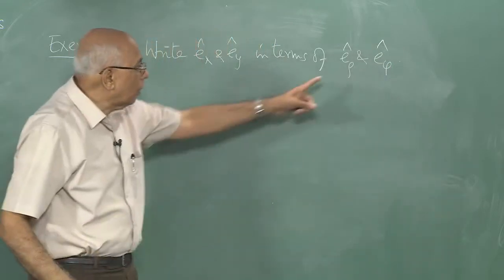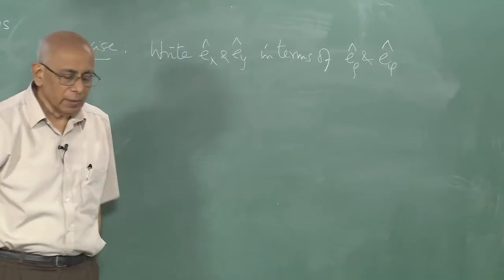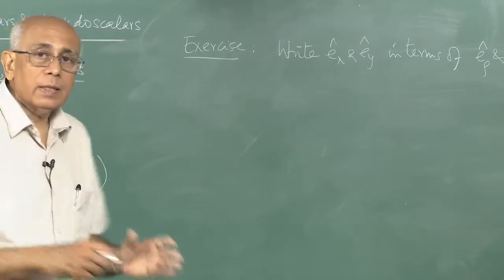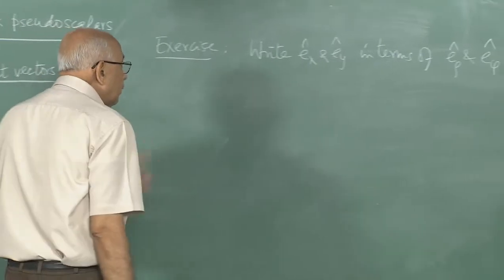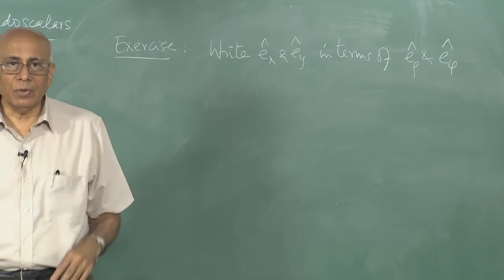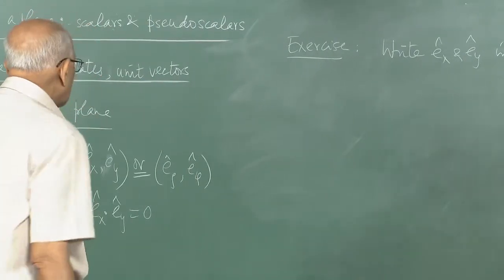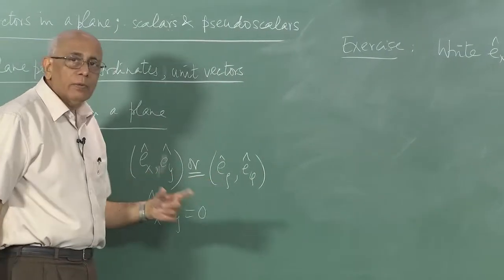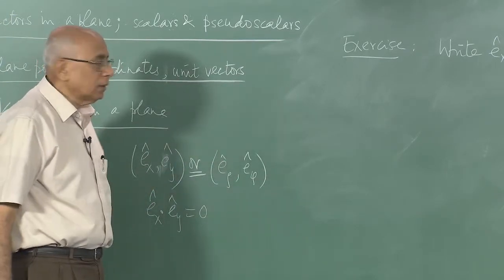I already wrote down formulas which expressed E rho and E phi as linear combinations of Ex and Ey, and now what you should do is to write Ex and Ey as linear combinations of E rho and E phi, and verify that Ex and Ey do not involve the coordinates themselves, because they are constant vectors, both in magnitude and in direction. Whereas E rho and E phi are unit vectors, magnitude is always 1, but the direction changes from point to point.